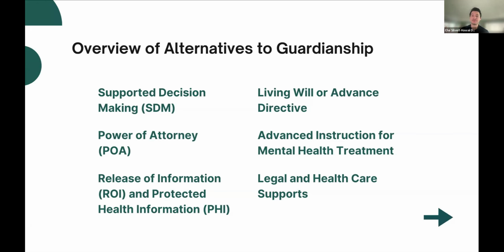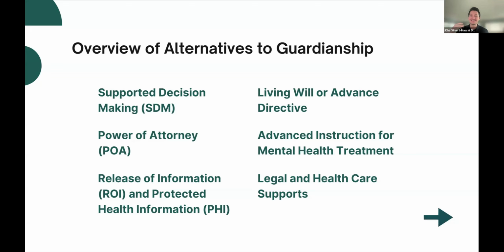For supported decision making, we're going to go into a lot more detail on this one because it is the best and most promising practice coming out around the country for alternatives to guardianship. In a nutshell, supported decision making is supporting an individual to make decisions with either another person or a group of persons. Anytime they want to make a decision, they consult what we call their supported decision maker, and they talk it out and figure out what's best. Whatever they both decide together is what the individual is going to do. That's the most simple way I could put it.